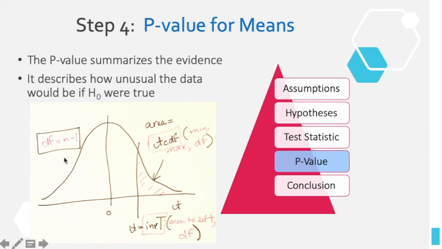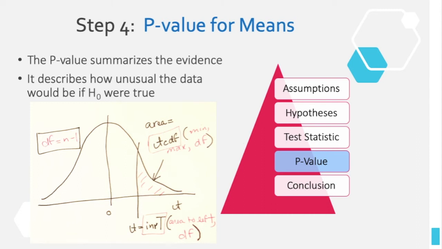Remember back in chapter 6, where we had all these pictures of the normal distribution, and the mean was always in the center. If we wanted to use a z-score, the zero would have been the center of the z-score distribution, and we could have marked our z-score. We would have done inverse norm, because in chapter 6 everything was a normal distribution: area to the left, and the mean and the standard deviation. And if we wanted to find the area under the curve, it would have been normal CDF, not TCDF, with min, max, and then the mean and the standard deviation.